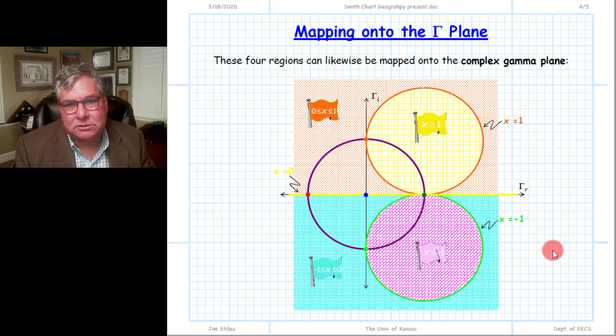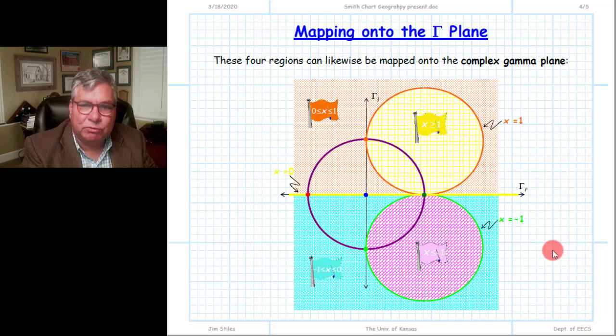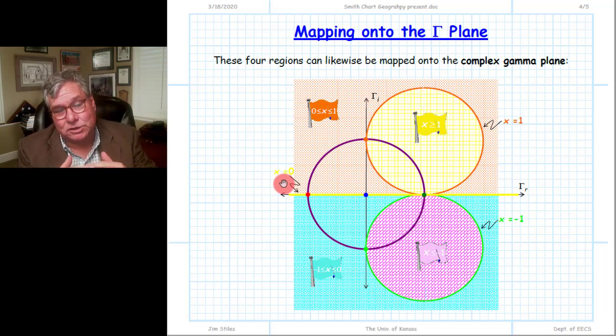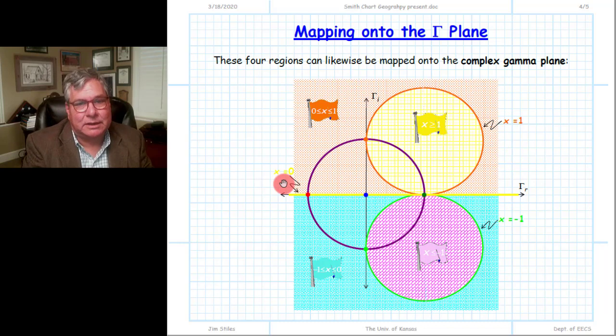Mapping these 4 regions from the normalized impedance plane onto the complex gamma plane, we get the result shown here. And again, we go through and we look at the 4 boundaries and how they map from the normalized impedance plane to the complex gamma plane. The boundary, which is x equal to 0, the horizontal axis on the normalized impedance plane, we know and have seen several times that it maps onto the horizontal axis of the complex gamma plane, the axis where the imaginary part of gamma is equal to 0.